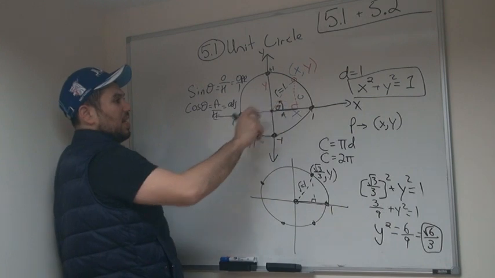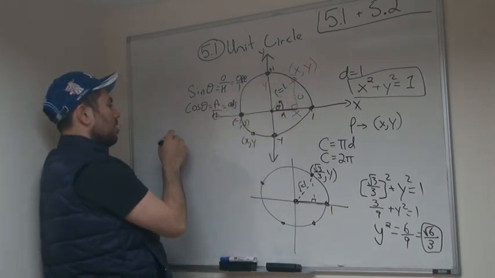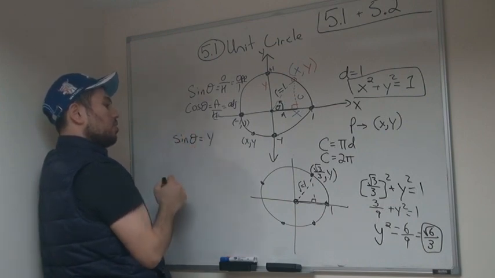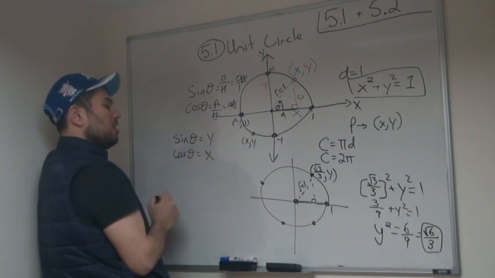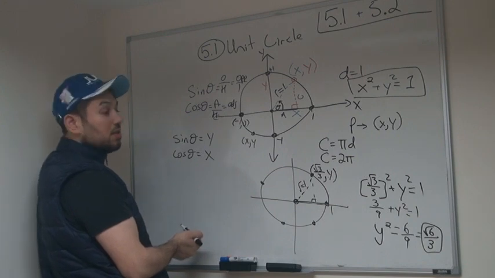Now what is the opposite side equal to? Well, it's equal to the y value of the point. So the sine of theta is equal to y over 1, or just the y value of the point. The cosine of theta is equal to the x value of the point. So that's how this fits with trig.